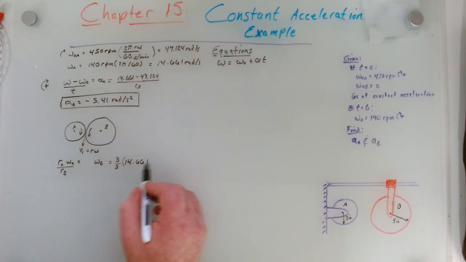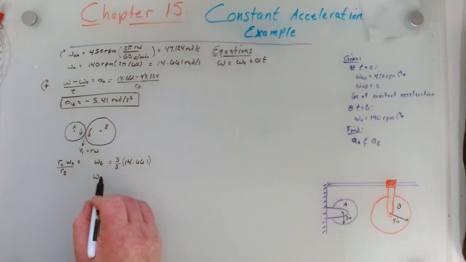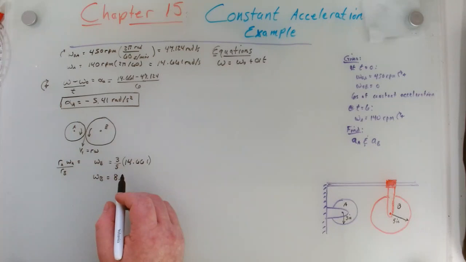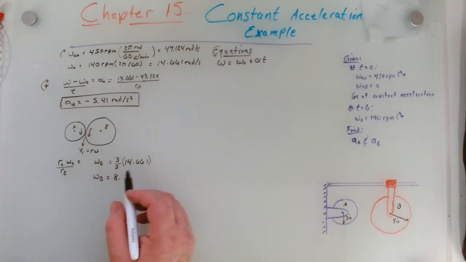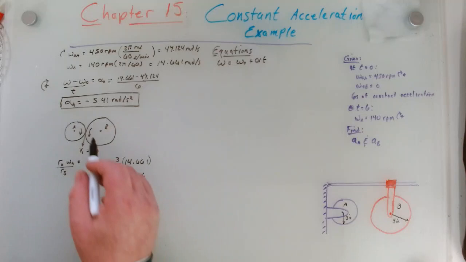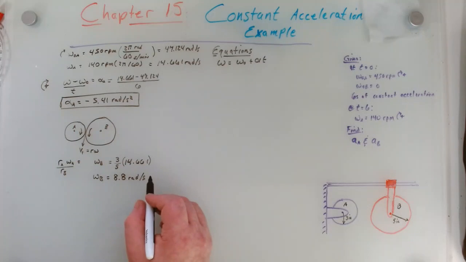That gives us an omega B. 3/5 of 14.661 is 8.7966, so let's just go with 8.8 radians per second. And by inspection, we see that it's going this way.